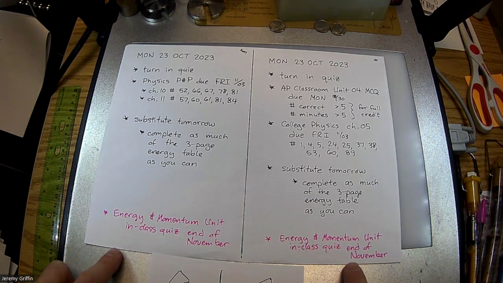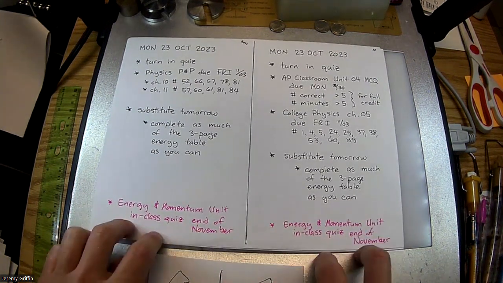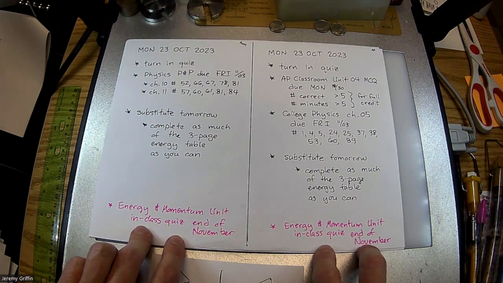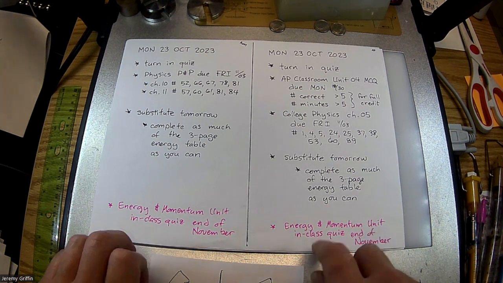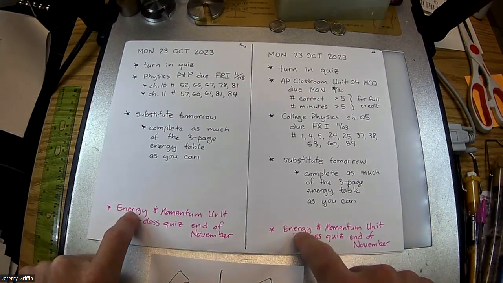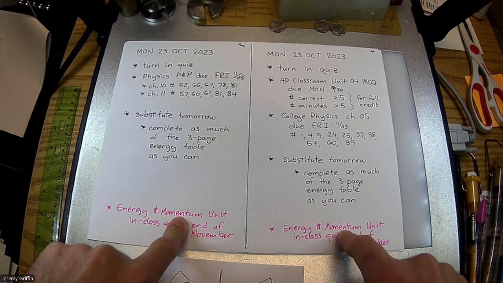Last note before we start on the actual notes. This pink note here at the bottom: energy and momentum unit in-class quiz, end of November. Here's how this is working. We'll do energy for the next couple of weeks. I'll give you one of these take-home quizzes like I've been doing all along. Then we'll switch over to momentum for a couple of weeks. Same thing, I'll give you guys a take-home quiz.